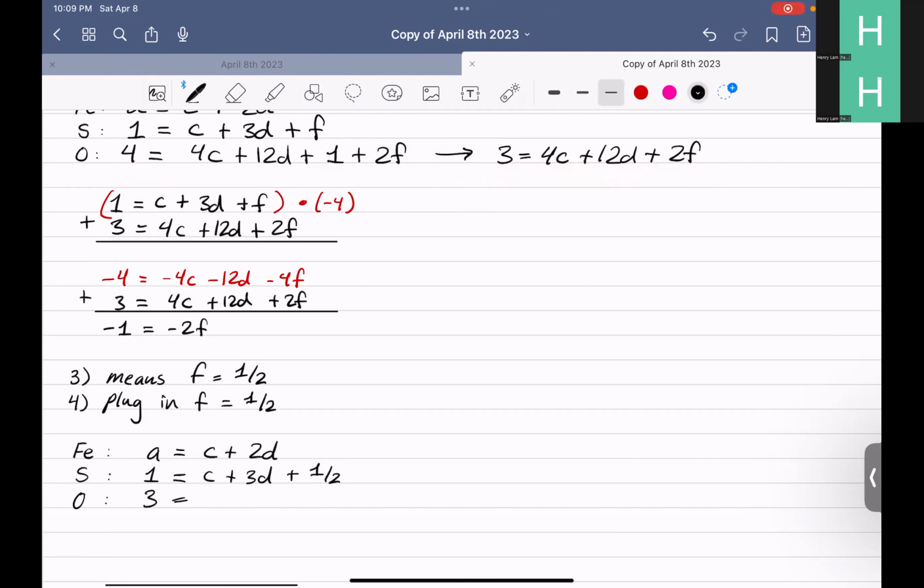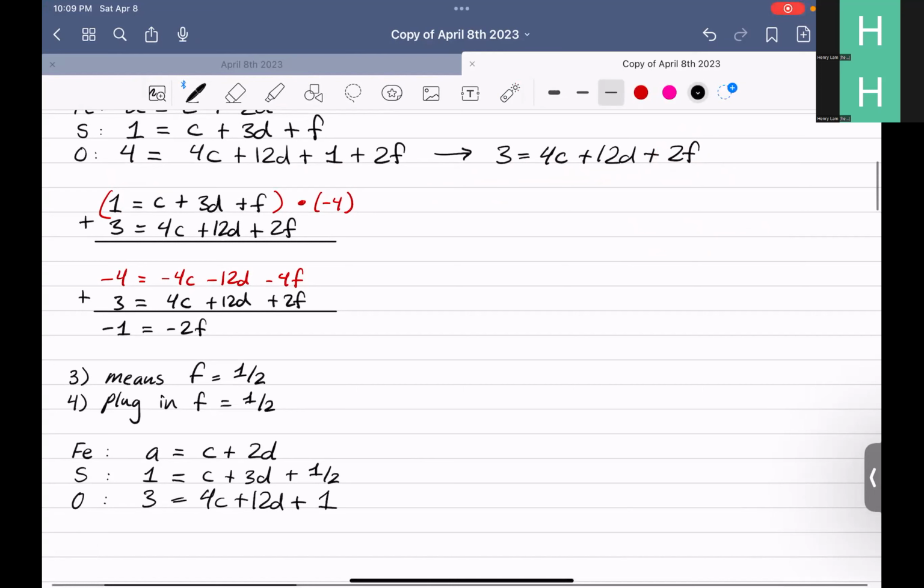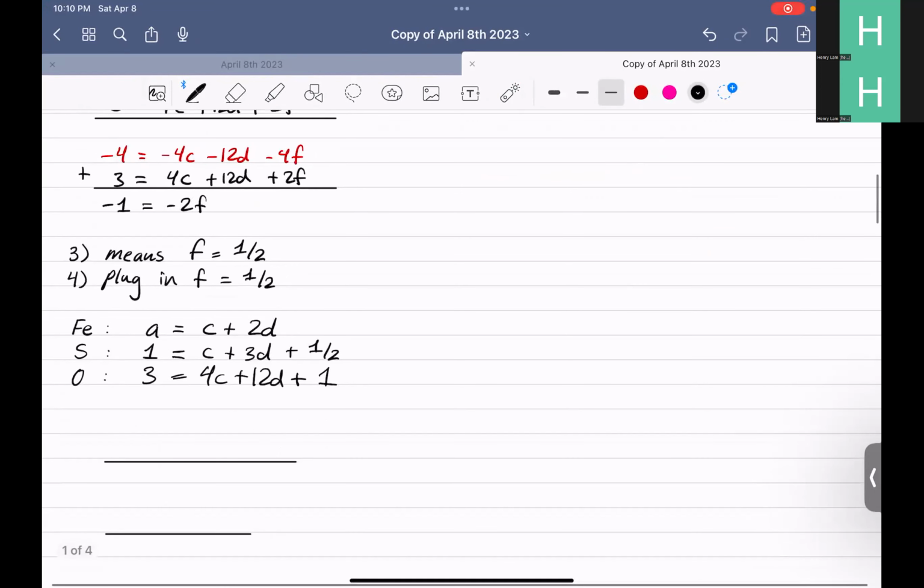So this is my new equation I should be focused on. 3 is equal to 4c plus 12d plus 2f. But what is 2f, right? What is 2 times 1/2? That is equal to 1, okay? And so this is 4c plus 12d plus 1. All right, so I still have a system of equations again.